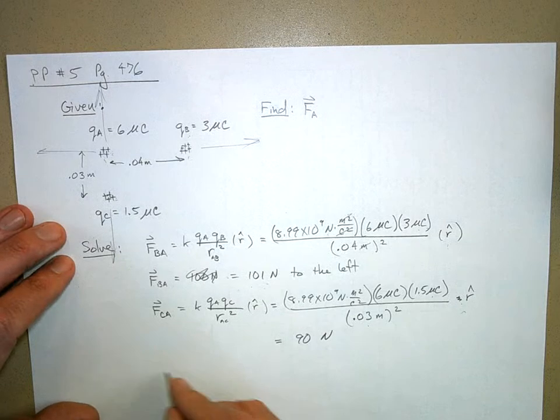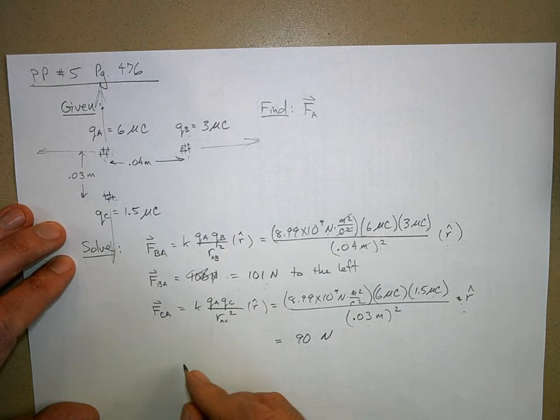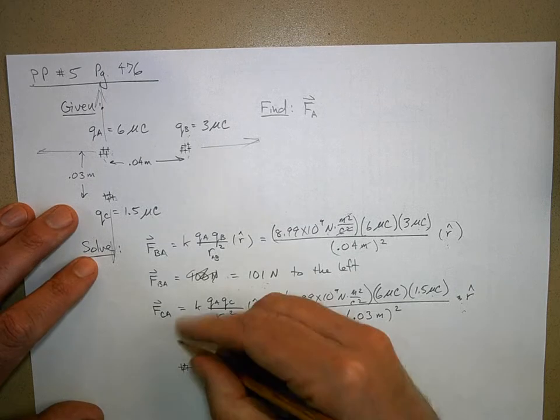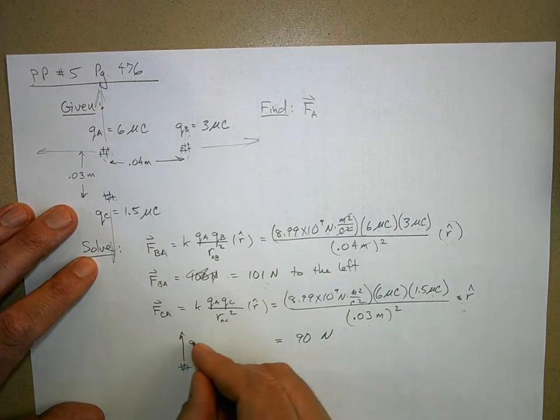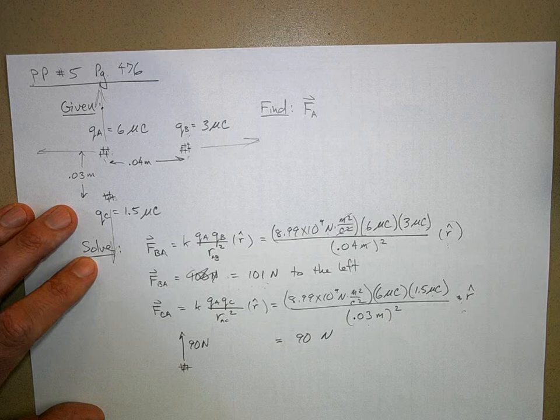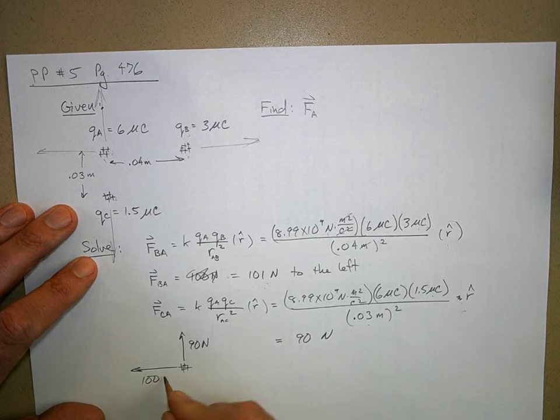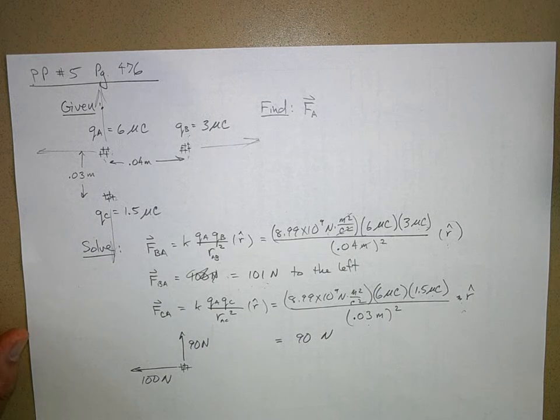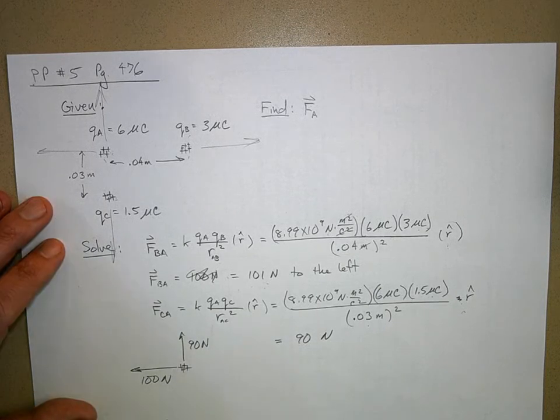So now what we can do is use those graphical methods. I've got two forces acting on this charge. I've got a 90 Newton force pushing up, and I've got a roughly 100. We'll just stick with what the book did. They rounded it off to 100 newtons to the left. Now I'm going to add these together, because I have to add these. So I'm going to call this negative 100. Why? Because it's in the negative x direction.